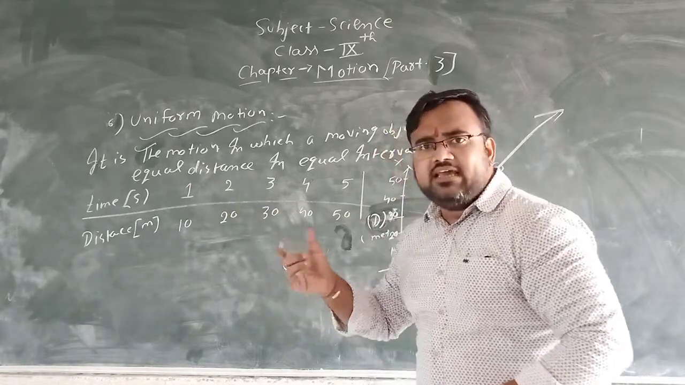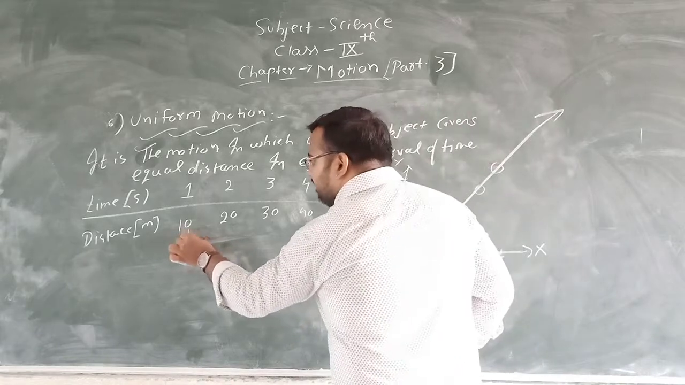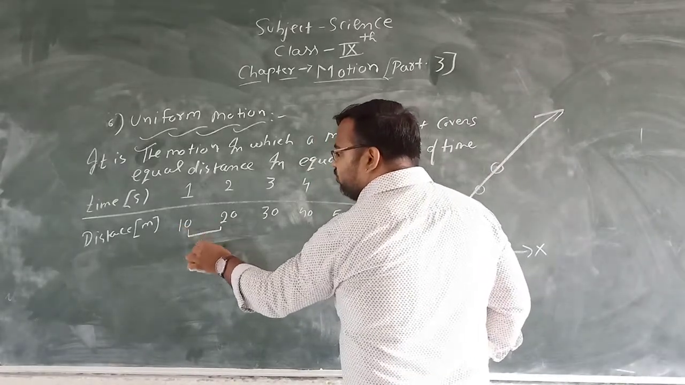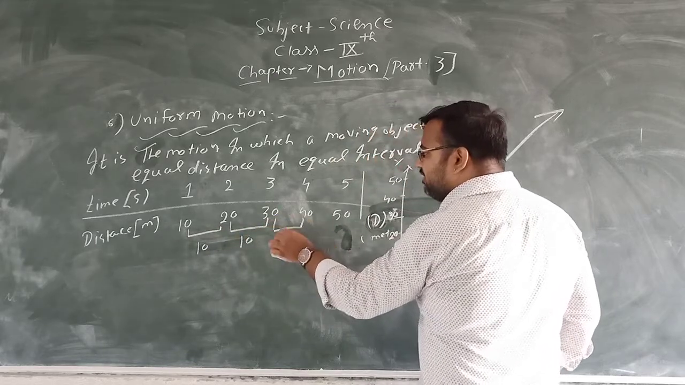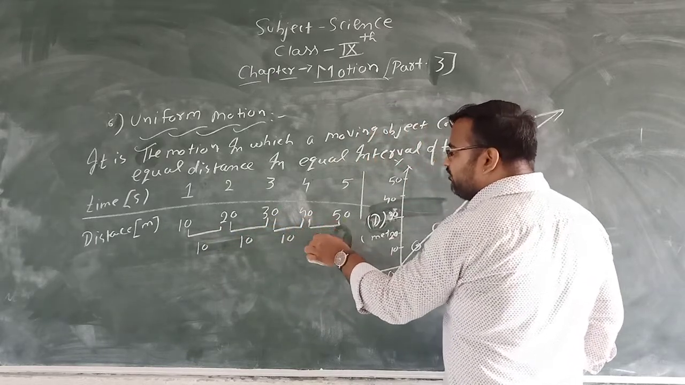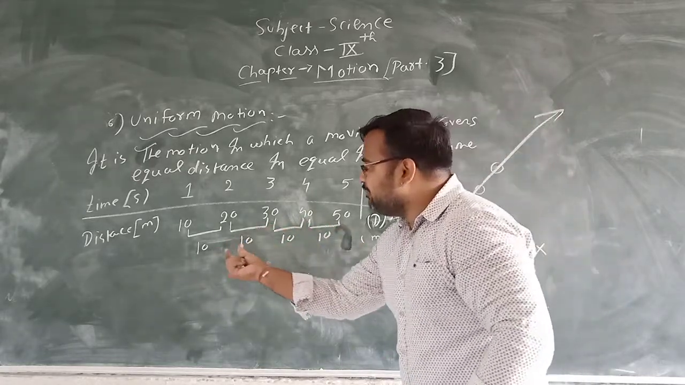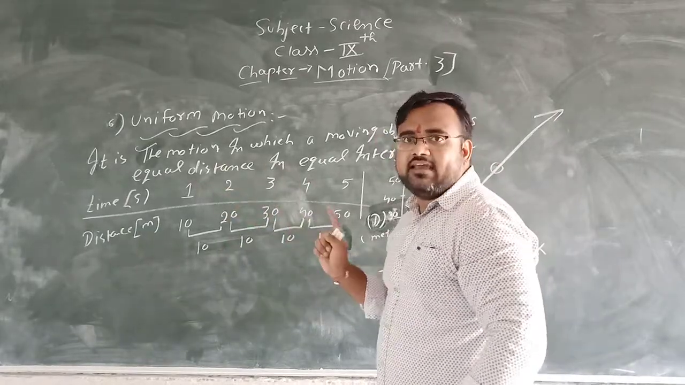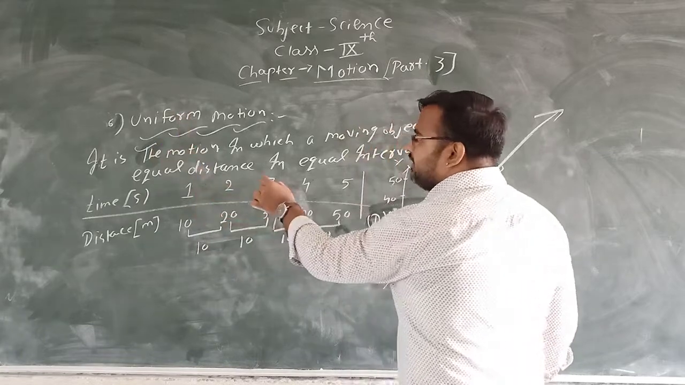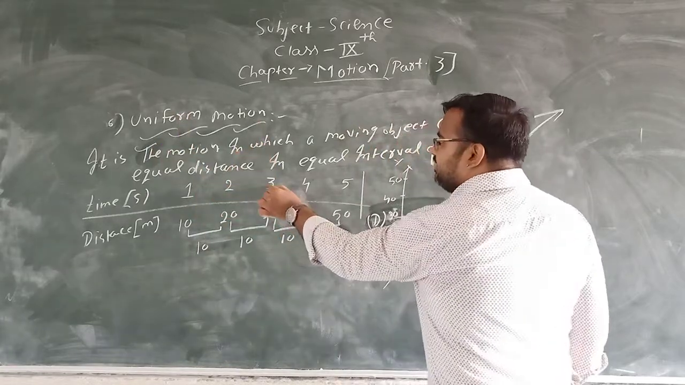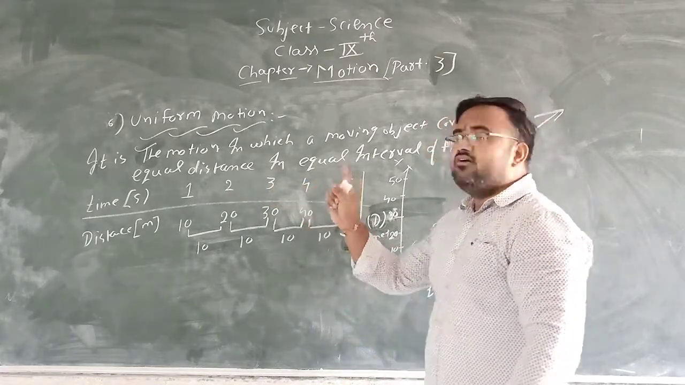So again, if object cover the distance of 10 meter in first second, 20 meter in second second. See, if you are observing carefully, then you can see the difference between these two is 10. Difference between these two is 10. Difference between these two is 10, and the difference between 40 and 50 is also 10. 10 meter difference in each second. Okay, first to second, the difference is 1 second. Second to third, the difference is 1 second. Third to fourth, the difference is 1 second, and fourth to fifth, the difference is 1 second.